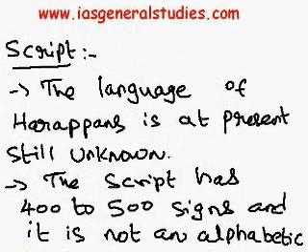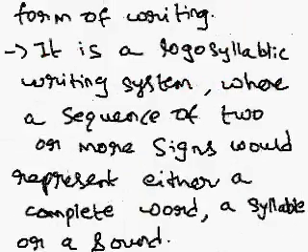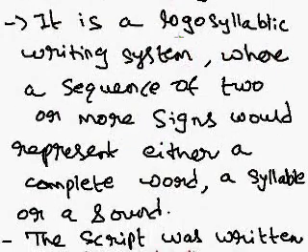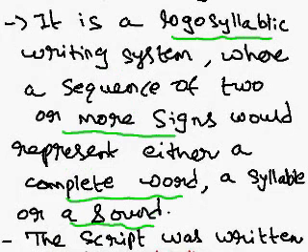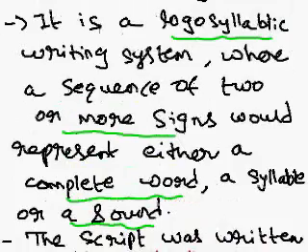Now we are going to study the script of the Harappan civilization. The language of the Harappan civilization is still unknown at present. The script has 400 to 500 signs and it is not an alphabetic form of writing. Make a note, it is not alphabetic. It is a logo-syllabic writing system where a sequence of two or more signs would represent either a complete word, a syllable, or a sound. So the Harappans might have followed a logo-syllabic writing system.